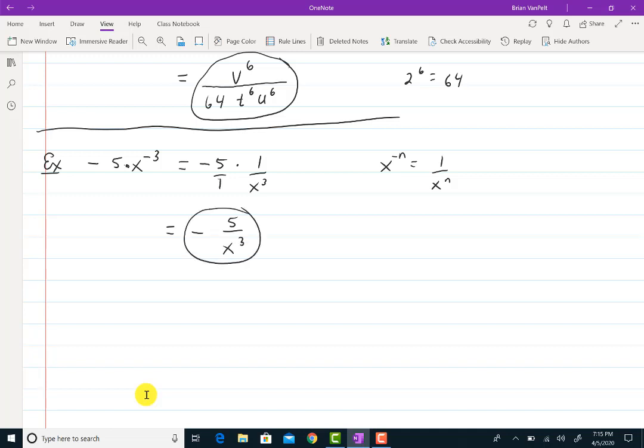And the negative can literally be anywhere. It could be attached to the 5, it could be in the denominator, or it could be out front. And most likely when you see the answer, if you were to do this problem and look in the back of your book, they would almost certainly put the negative out front of the whole expression.